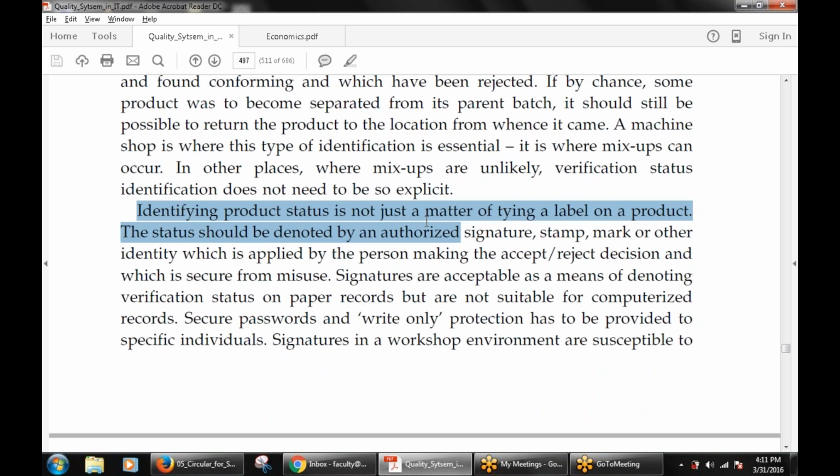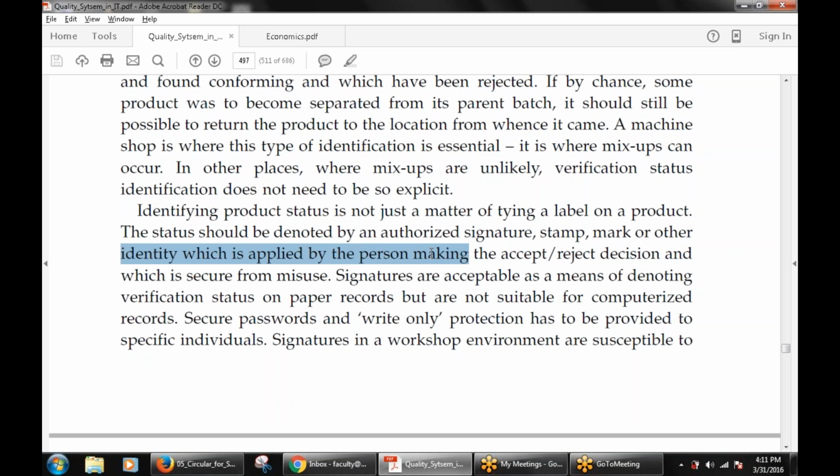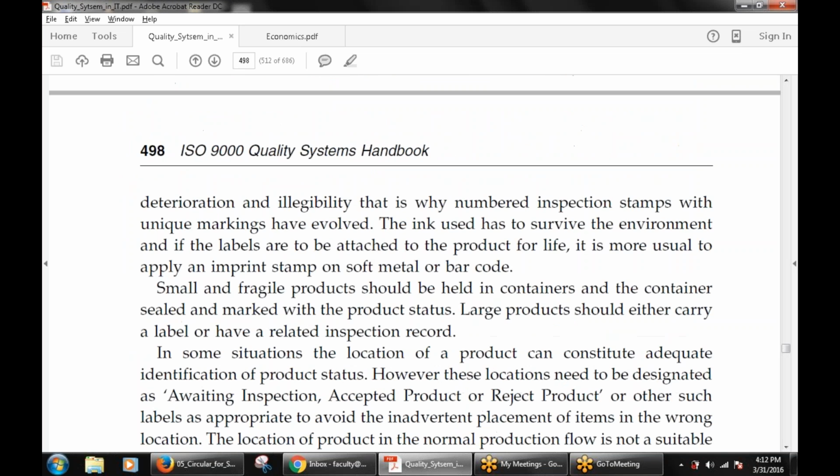Identifying product status is not just a matter of sticking a label on a product. The status should be denoted by a signature, stamp, mark, or other identity which is applied by the person making the accept or reject decision, and which is secured from reuse or misuse. So whatever is taken out can be accepted or rejected by those decisions.